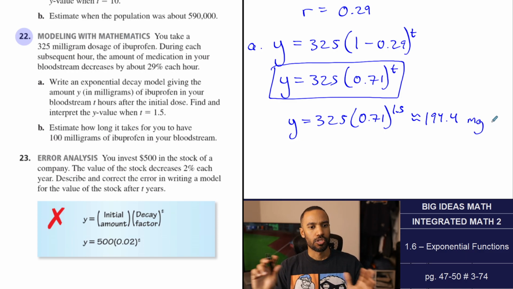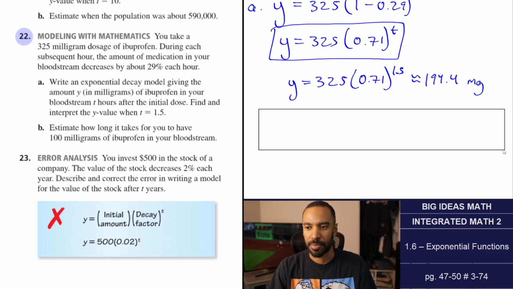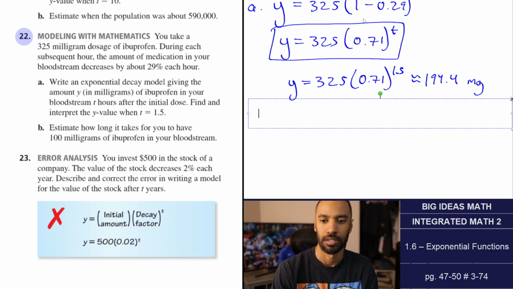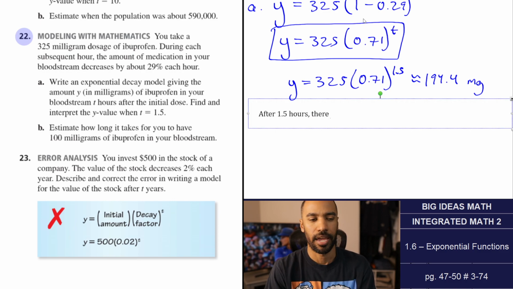milligrams, okay? So the interpretation is after, and remember, this isn't years, this is hours. After 1.5 hours, let's see how they kind of say the language here.